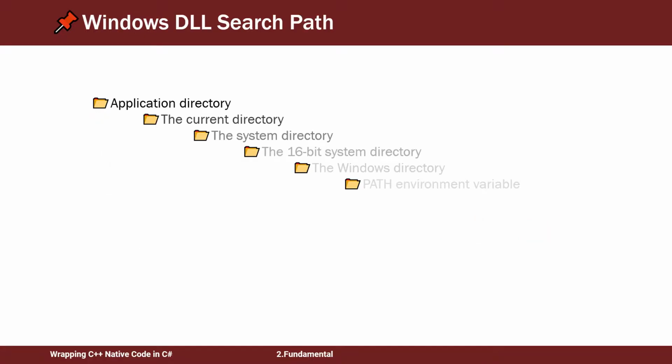Invoking a DLL from the application directory is just one of a few search paths. The DLL search paths and order are the following. For example, you can invoke user32.dll in the system directory.